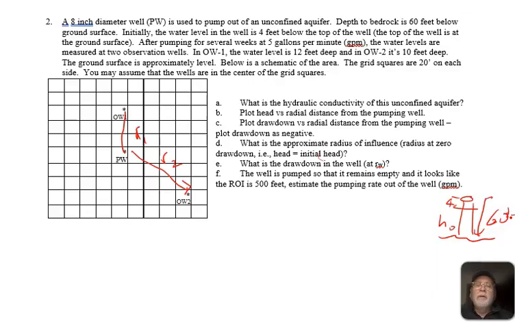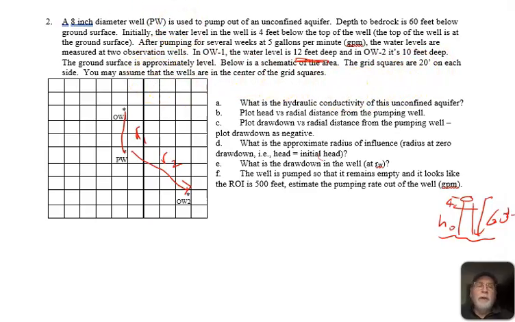The water level is 12 feet deep. What does that mean? That means 12 feet below the ground surface, or below the top of the well, rather. So it's 60 feet up, 12 feet down. So that would give an H1 of 40 feet and an H2 of 50 feet. And then you can get the radius from the grid squares there and find that.